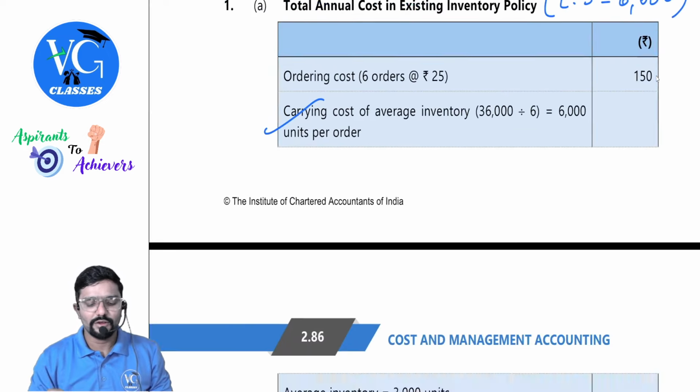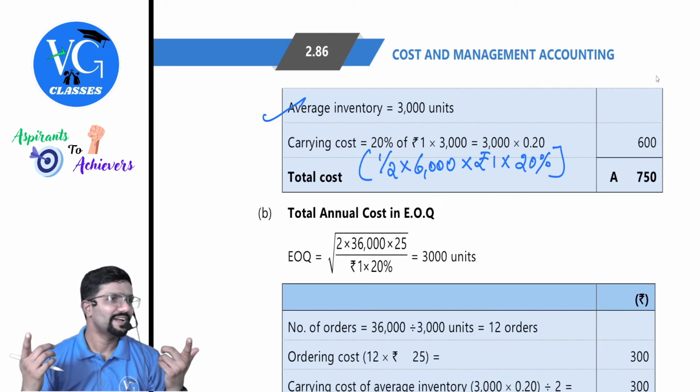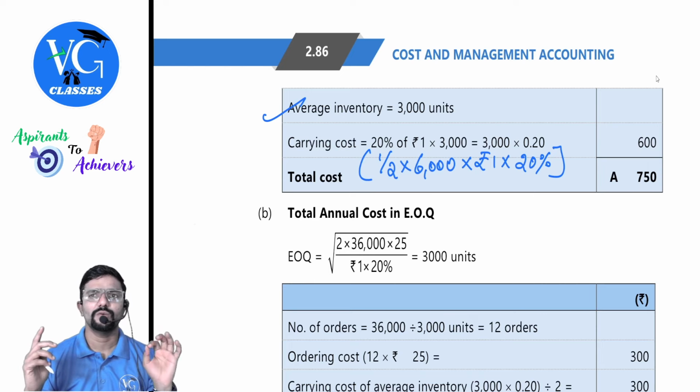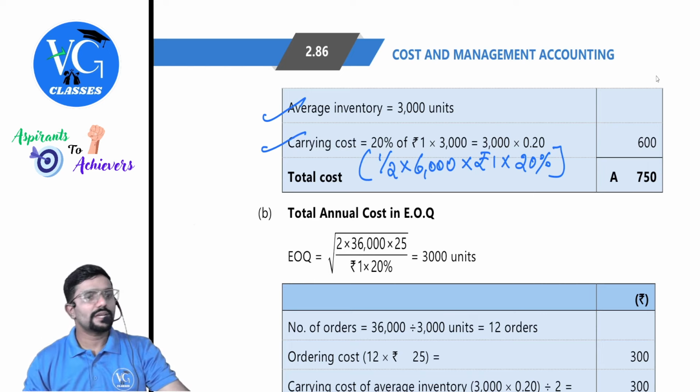Okay, here they have shown how many orders, then average inventory. Average inventory is nothing but half into 6,000. That and all is not required, guys. Straight away you can do it in one step, whatever I have shown here. 600. Yes. Sir, not matching, sir.